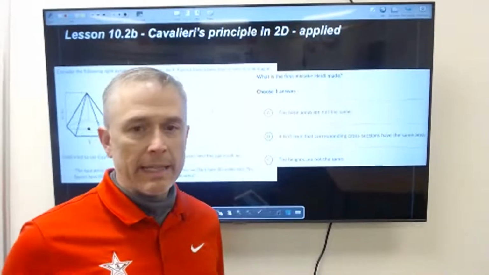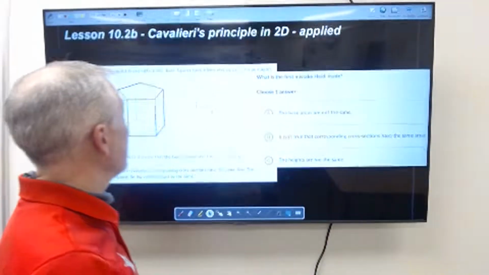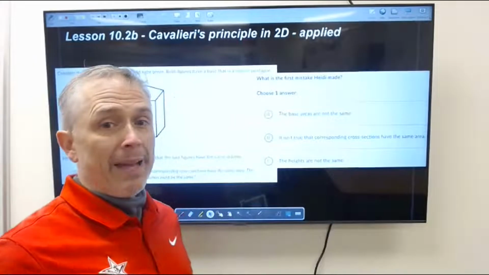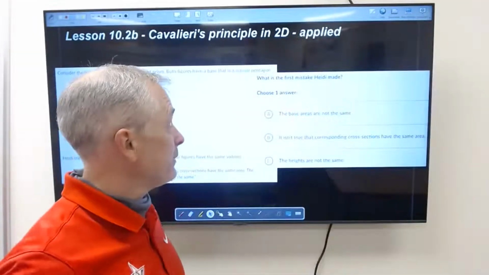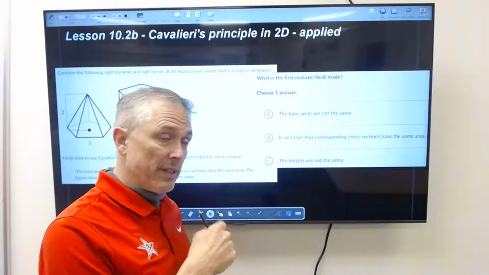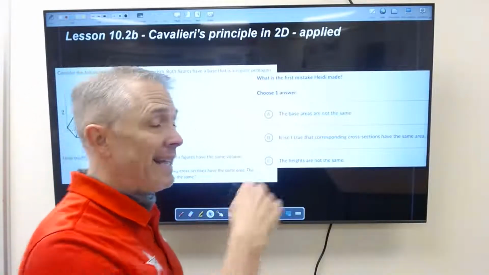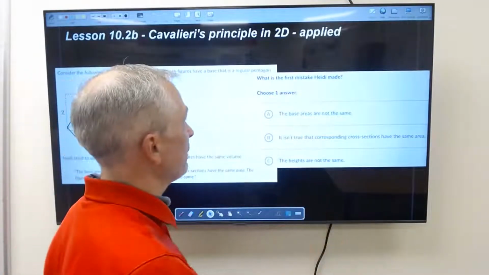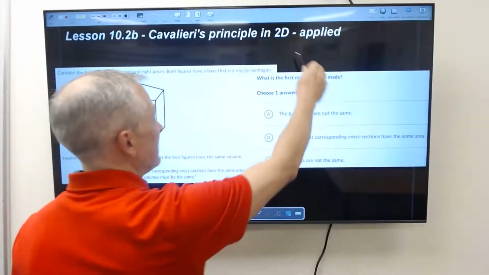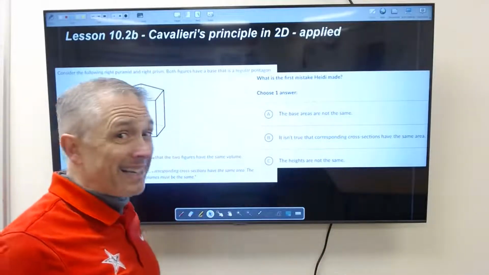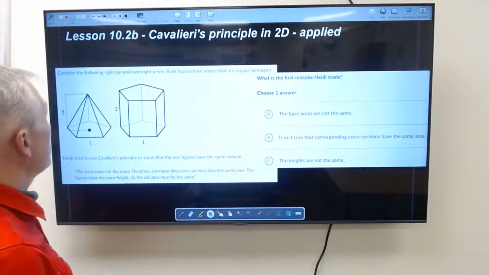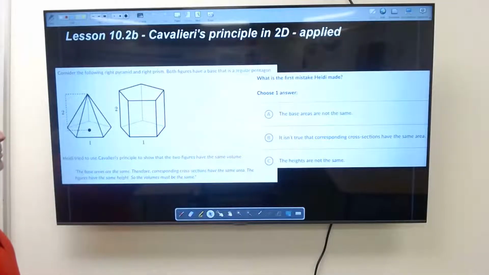All right, welcome back to the second half of this lesson. I think I titled the first one Cavalieri's Principle in 2D, and I titled this one 3D. Really, the first half of each of the last two videos, this last one and this one, are 2D and 3D. One's vocabulary definitions, and this one's more application. I may retitle them, I may not. Life goes on. Okay. Consider the following right pyramid and right prism.